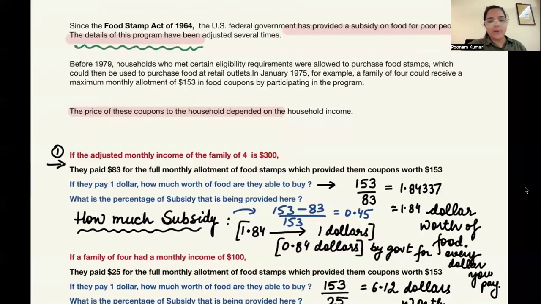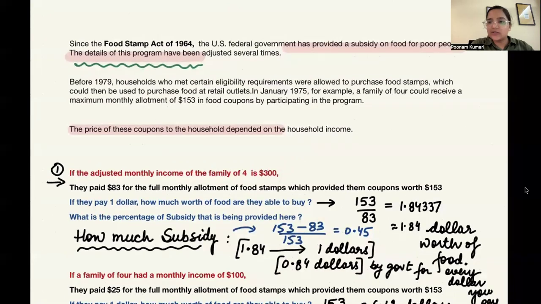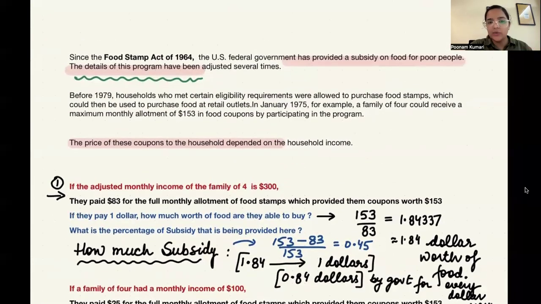How much maximum amount of food can I consume through this food program scheme? $153. If I want to consume food beyond $153, can I use this scheme? No, ma'am. So one important deciding factor is $153 for me, right?